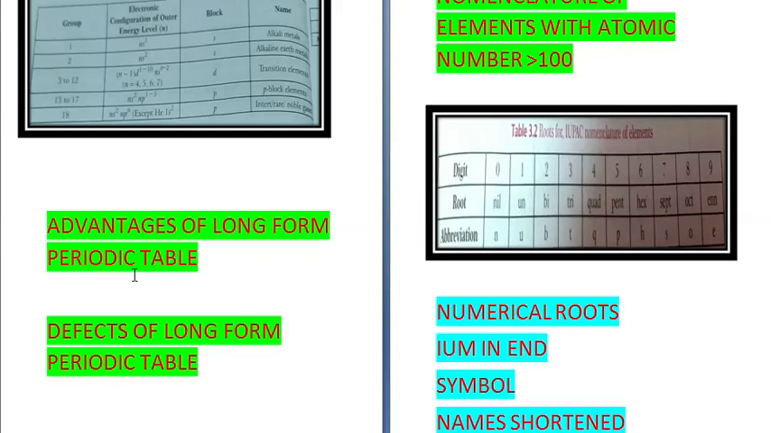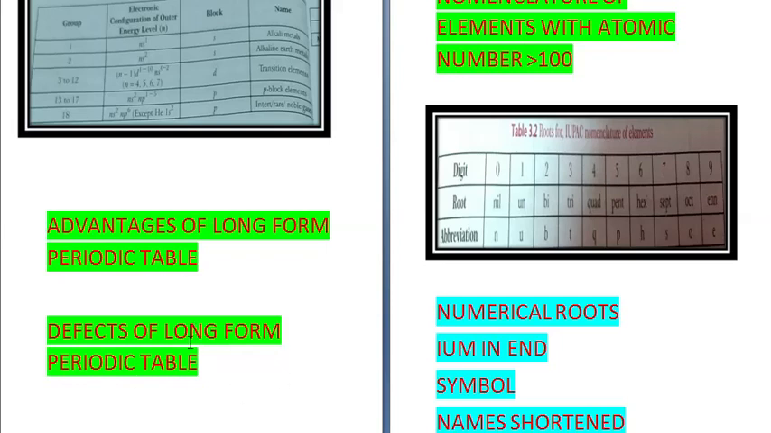There are some defects also of the long form periodic table. The position of hydrogen in the periodic table is ambiguous. It is present in group 1 as well as with the halogens in group 17. Lanthanoids and actinoids do not have a place in the main body of the periodic table. They are placed below the periodic table. And according to electronic configuration, helium should be placed in the s block, but it is placed in the p block because helium has only 2 electrons.